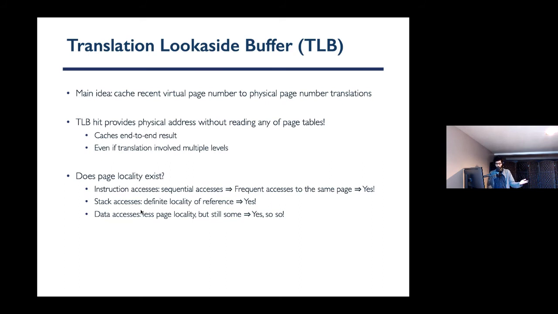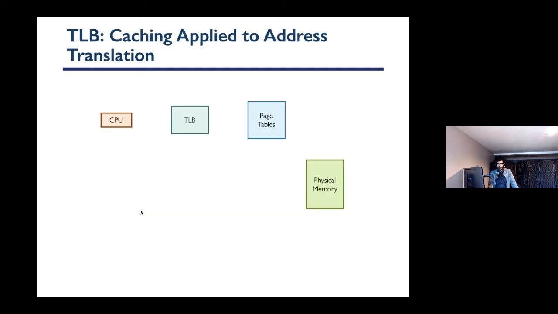So overall, it's feasible to use caches for address translation, and it makes sense because we do have locality. So we're going to do that. Now, there are many questions that you have to answer, which we'll be doing in the coming slides.